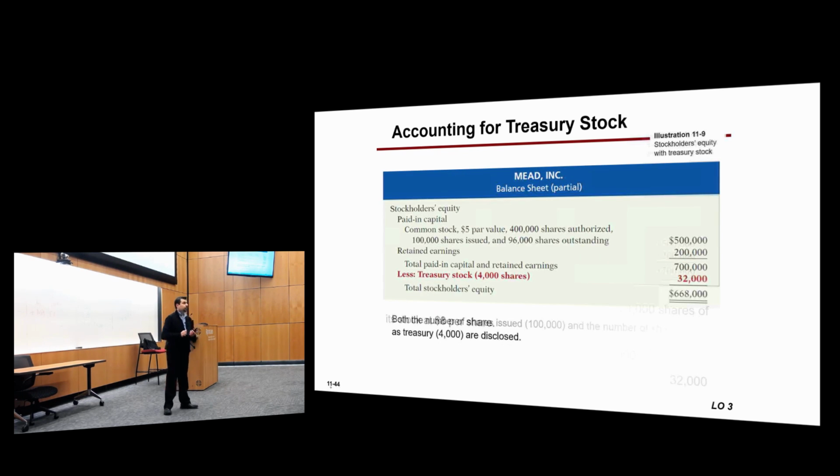Now, the presentation becomes different. We have common stock, paid-in capital. It's still $5 par value multiplied by 400,000, right? Come on, right? Wrong. The 400,000 are authorized, they are not issued.